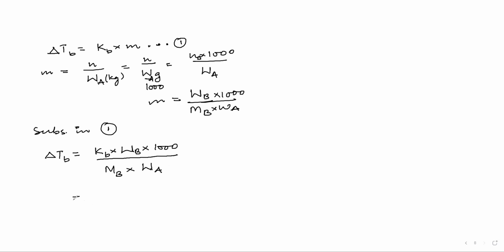So now if I write M_B, M_B will be equal to K_B into W_B into 1000 upon delta T_B into W_A. Just remember this 1000: when I am writing, everything is in grams. Everything is in grams.